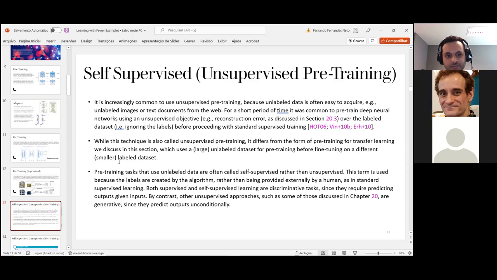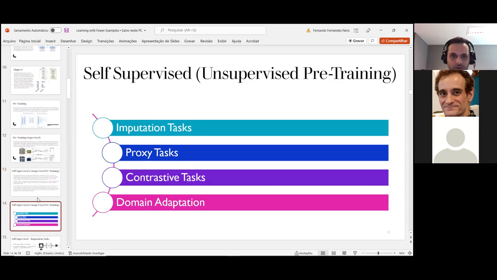And it's also important to state that pre-training tasks that use unlabeled data are often called self-supervised rather than unsupervised. This term is used because labels are created by the algorithm rather than being provided externally by a human, as in standard supervised learning. So both supervised and self-supervised learning are discriminative tasks since they require predicting outputs given inputs. By contrast, other unsupervised approaches, such as some of those discussed in chapter 20, are generative, since they predict outputs unconditionally. So when we think of self-supervised or unsupervised training, we can divide these techniques into those based on imputation tasks, proxy tasks, contrastive tasks, and domain adaptation, okay?